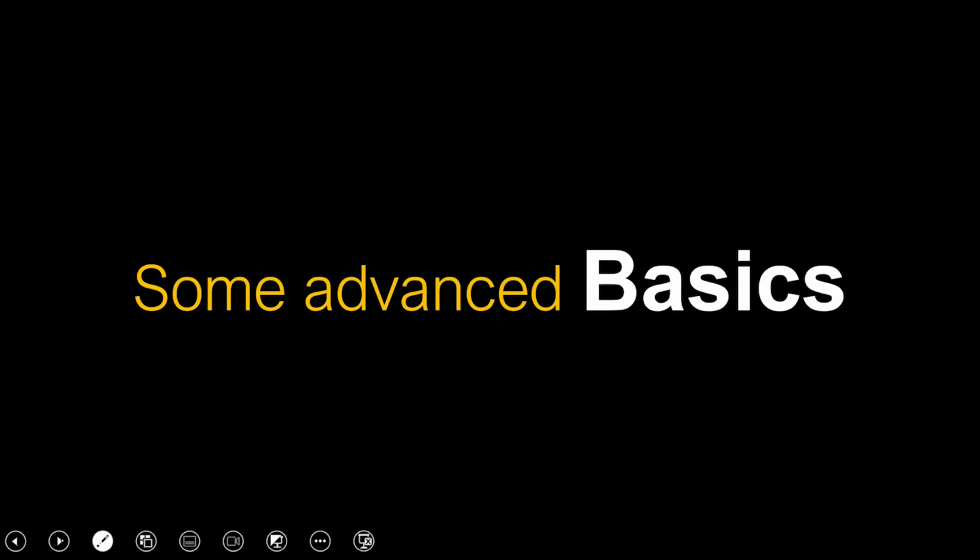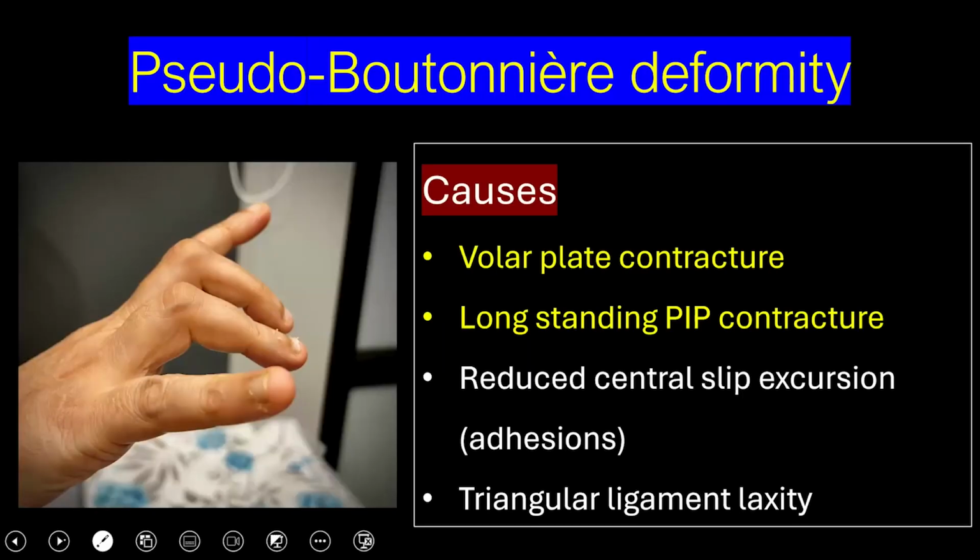Now let's move from the basic to the advanced anatomy. As I said, in the pseudo-boutonniere deformity, your central tendon is intact, and the supporting soft tissue structures are responsible for the deformity. And what are the structures involved? You may have involvement of the volar plate, and it may lead to the contracture. You may have a long-standing PIP contracture, which may lead to adhesions and various soft tissue abnormalities. You may have a reduced central slip excursion because of the adhesions, and you may have a triangular ligament laxity.